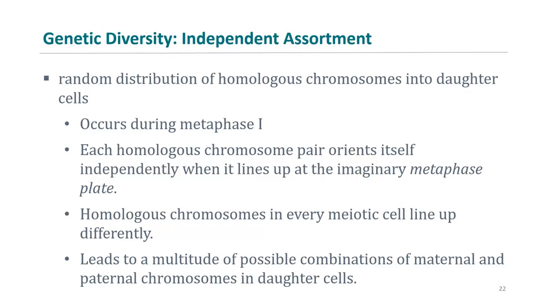Now, how those homologous chromosomes line up is completely random, right? It has nothing to do with other sets of homologous chromosomes. Each set will line up independently of the other sets. So it can lead to a wide variety of different possible combinations of maternal and paternal information in the daughter cells, especially if you have a large number of chromosomes.